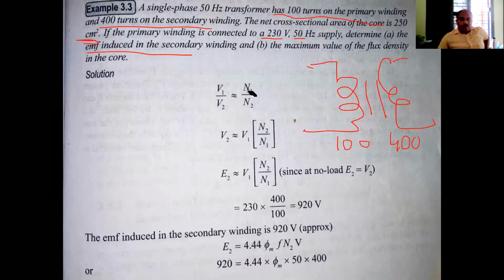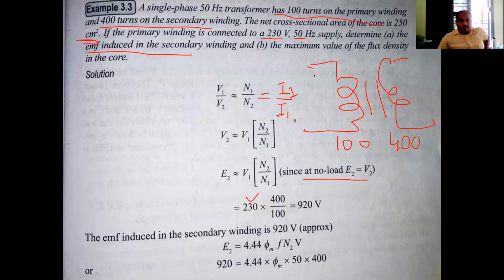In any transformer, V1 by V2 equal to N1 by N2, that is equal to I2 by I1. The same equation is written in current. So first we need to calculate the EMF induced in the secondary. This is the V2 value. So V2 is approximately equal to E2 at no load, E2 equal to V2. So V2 equal to V1 into N2 by N1, that is E2 equal to V1 N2 by N1.